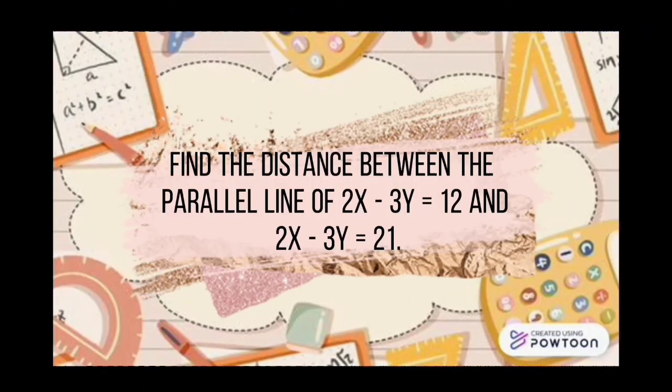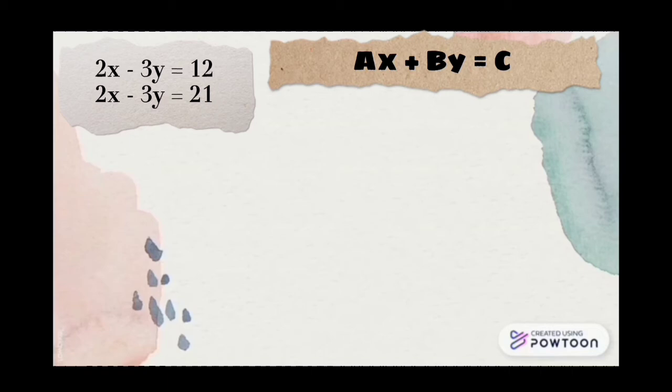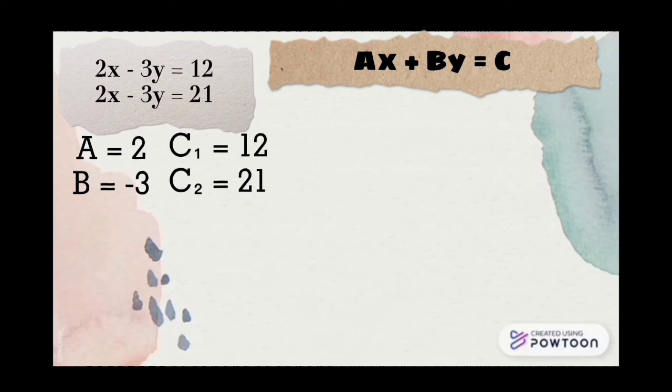Find the distance between the parallel lines 2x minus 3y is equal to 12 and 2x minus 3y is equal to 21. Each of them is in the form ax plus by is equal to c. a in the first equation is 2 and a in the second equation is also 2. b in the first equation is negative 3 and b in the second equation is also negative 3. c in the first equation is 12 and c in the second equation is 21.